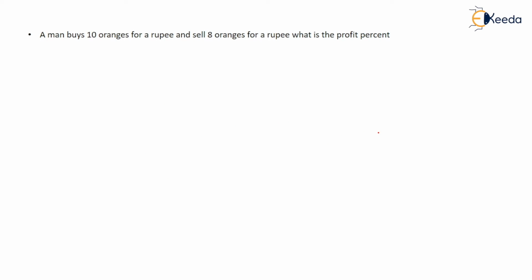A man buys 10 oranges for a rupee and sells 8 oranges for a rupee. Find the profit percentage. Same concept, quantity and rate: 10 oranges for 1 rupee and 8 oranges for 1 rupee. You have to make the quantity the same, so you can multiply by 8 and multiply by 10. This comes out to be 80, and this also comes out to be 80.